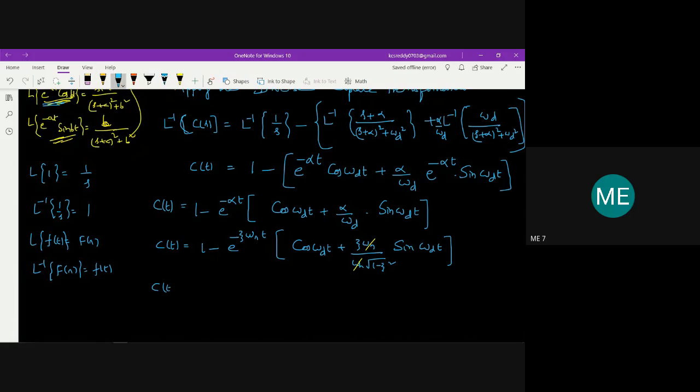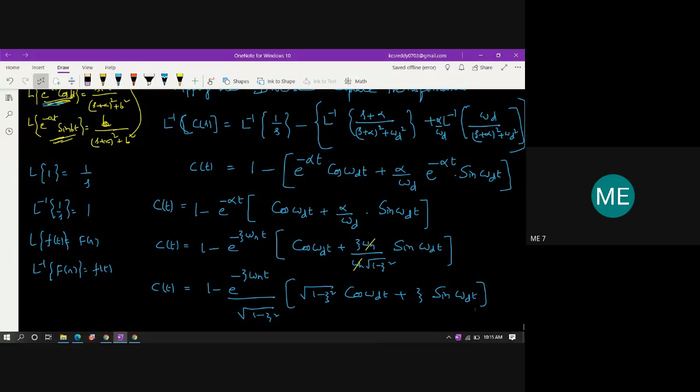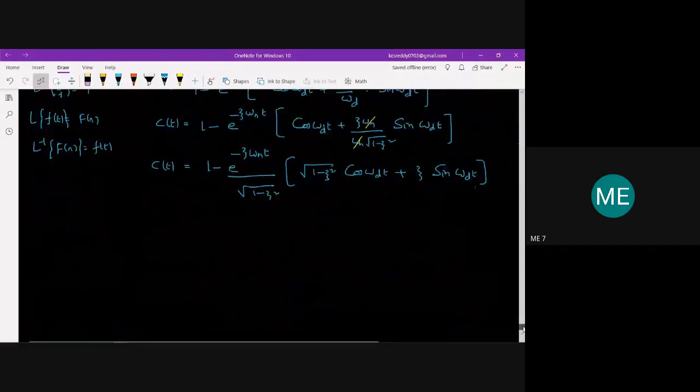So we can get c of t is equal to 1 minus e power minus zeta omega n t, and if I take the LCM, I'll be getting root of 1 minus zeta square outside, and here root of 1 minus zeta square into cos omega d t plus zeta into sine omega d t.